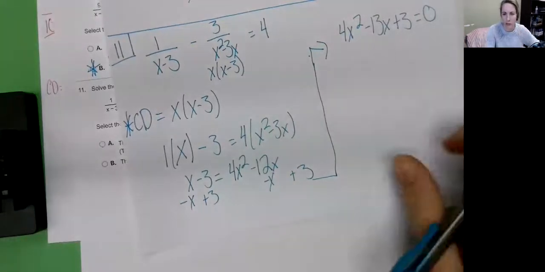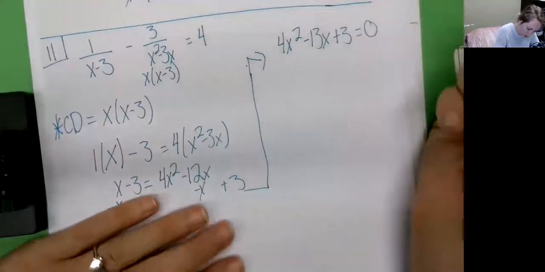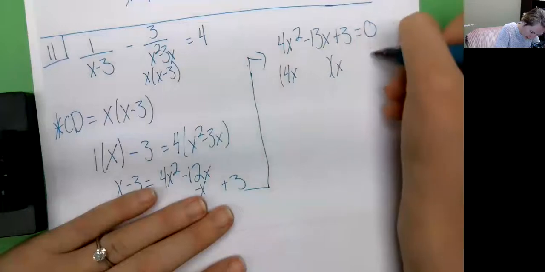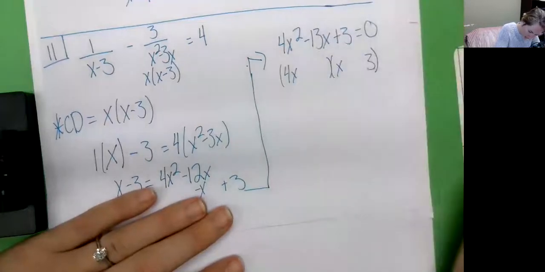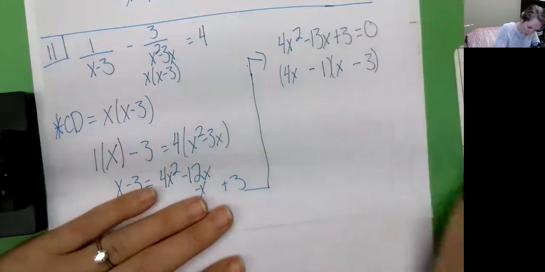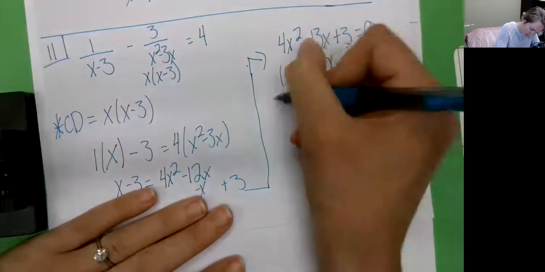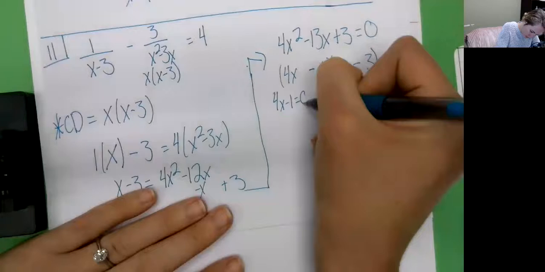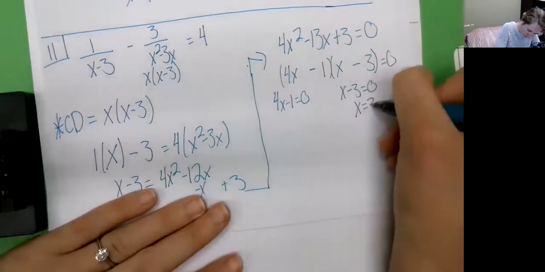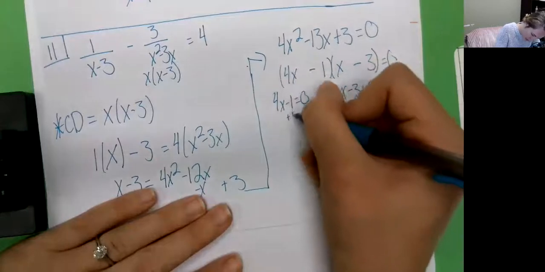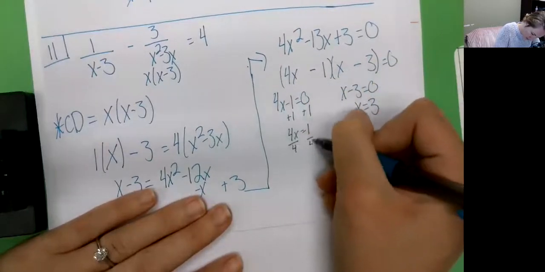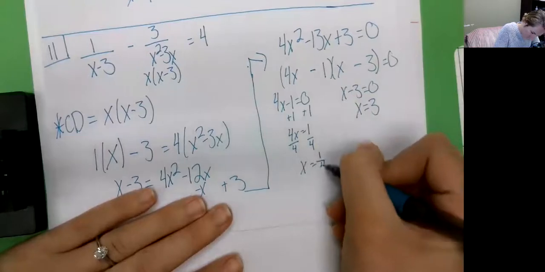Factors of 4 and 3 that multiply then add to get 13 would be 12 and 1. So we're going to have 4x and x. 4 has to multiply by the 3, so 1 goes here, and then they're both negatives because we have negative and a positive, equals 0. So 4x subtract 1 equals 0, x minus 3 equals 0. So this one would be x equals positive 3 because we'd add our 3, add our 1 here. 4x equals 1, divide by 4, x equals 1/4.